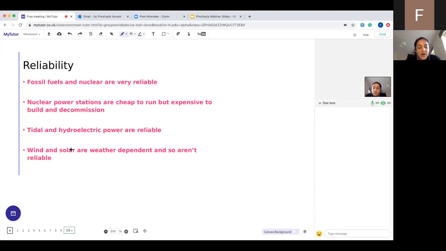Wind and solar are weather dependent, so they aren't reliable. However, tidal and hydroelectric power are more so reliable because we're always going to have the tide because of the moon, and we're always going to have hydroelectric power because we always have water and we can always build dams. So they don't really depend on the weather, which makes them more reliable.